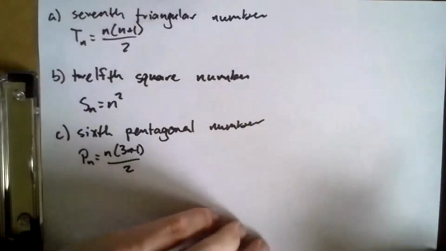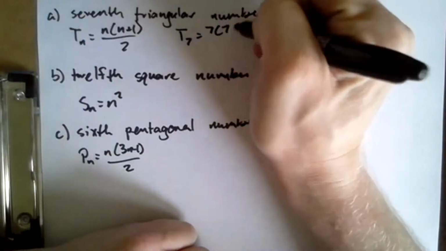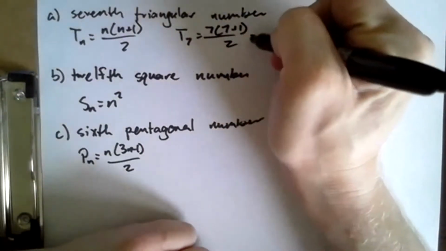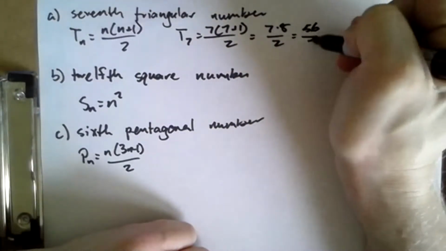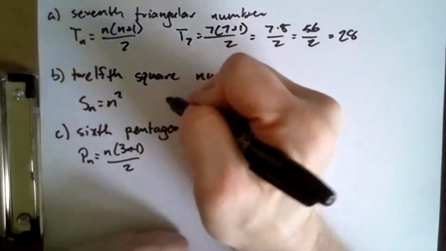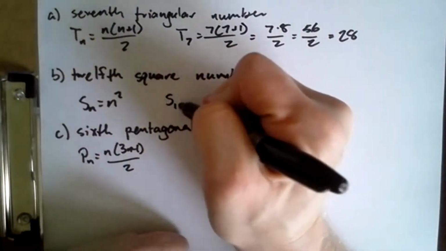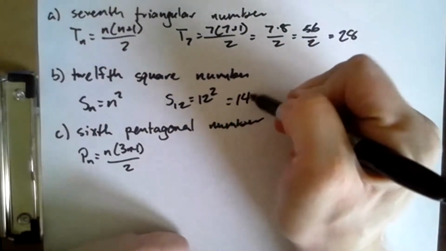We want to find the seventh triangular number. We use our formula for triangular numbers. T7 will be 7 times 7 plus 1 over 2. That's 7 times 8 over 2 is 56 over 2 is 28. The 12th square number, S sub 12, is 12 squared, which is 144.